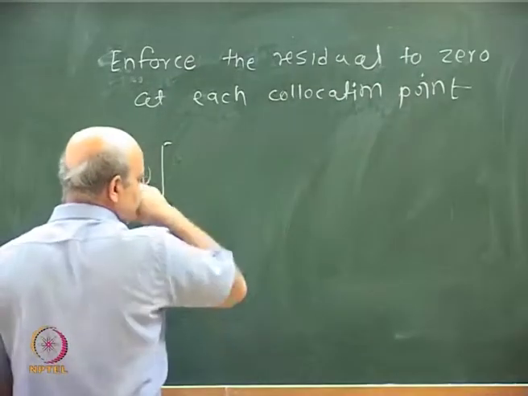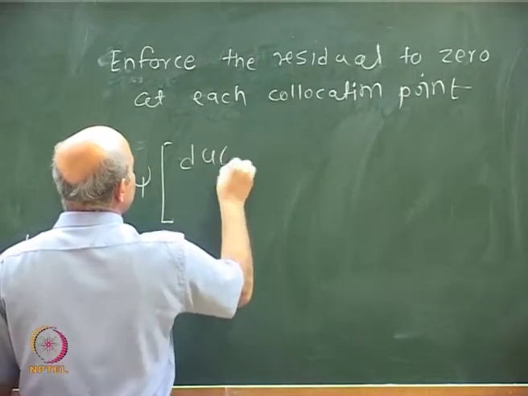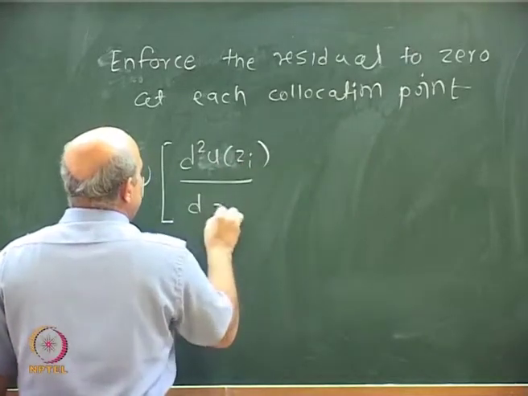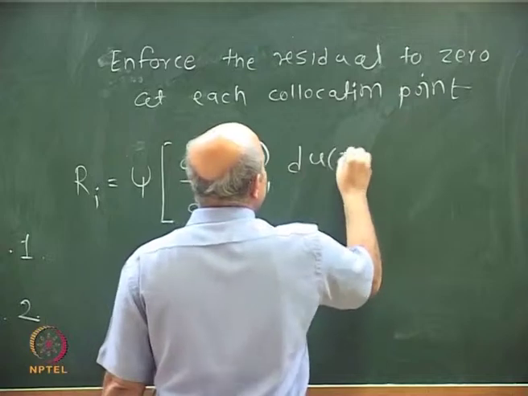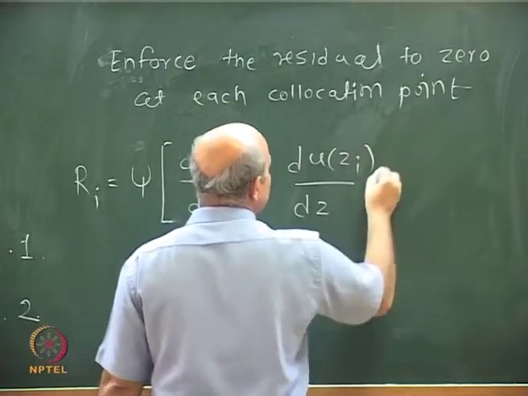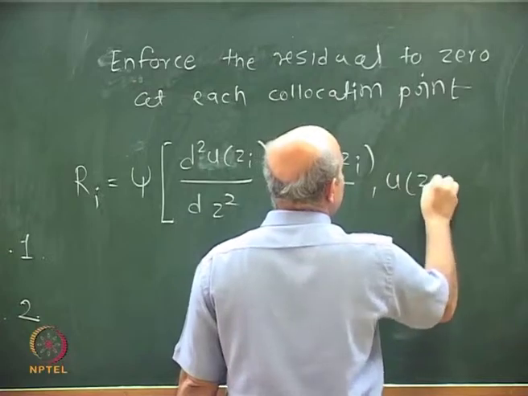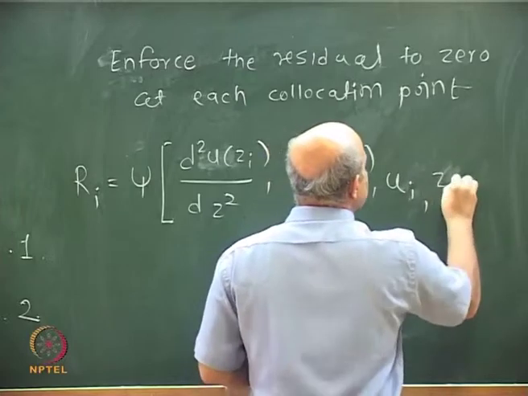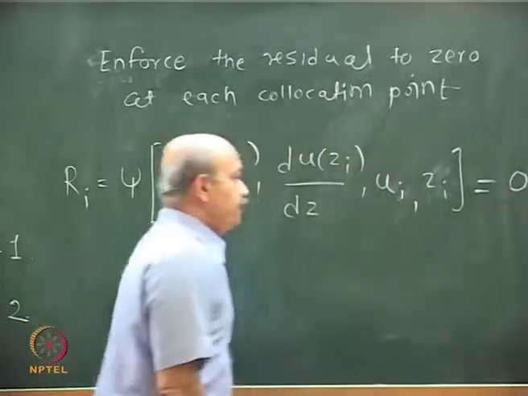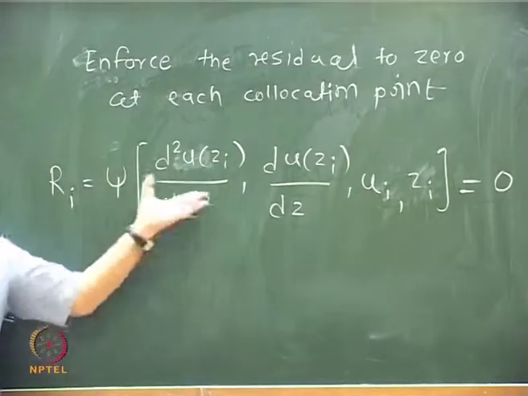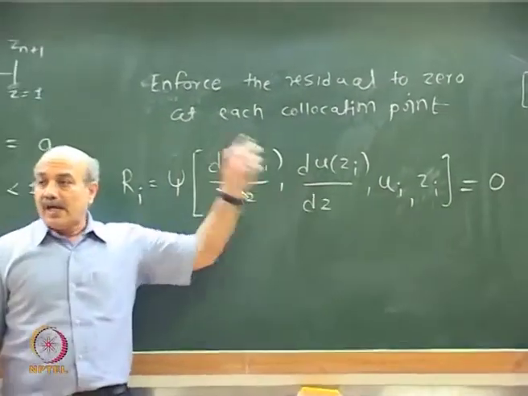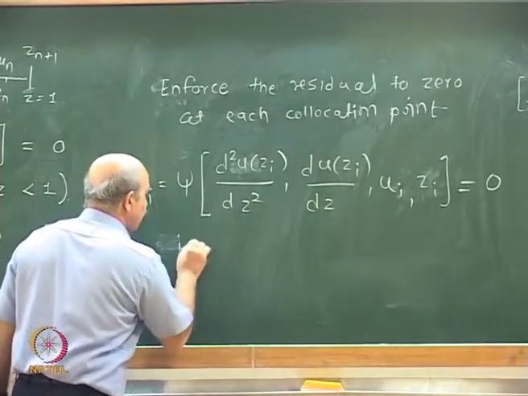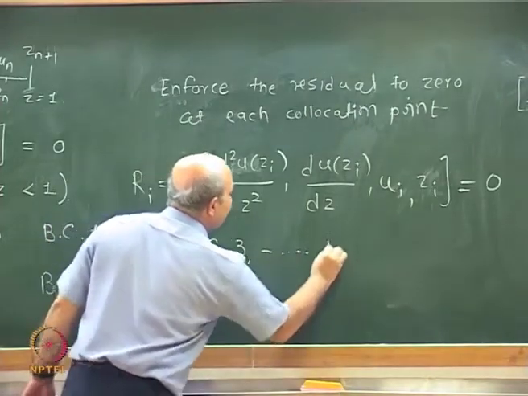Now, d2u(zi)/dz square plus du(zi)/dz plus u(zi), or in our case u(zi) is nothing but ui, should be equal to 0. This term I am going to call the residual. I want this equation to hold at every grid point. Which are those grid points? For i equal to 2, 3 up to n.